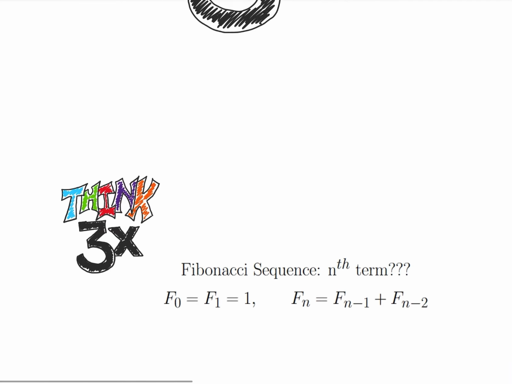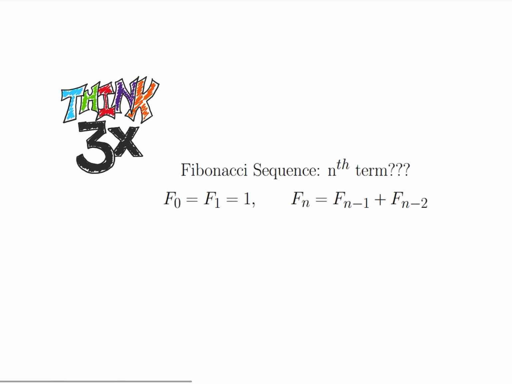Today we're going to be solving a really awesome problem. We're going to be solving for the nth term in the Fibonacci sequence. So if I plug in n equals 120, we should be able to immediately solve using our equation for the 120th term without figuring out all the intermediate terms.